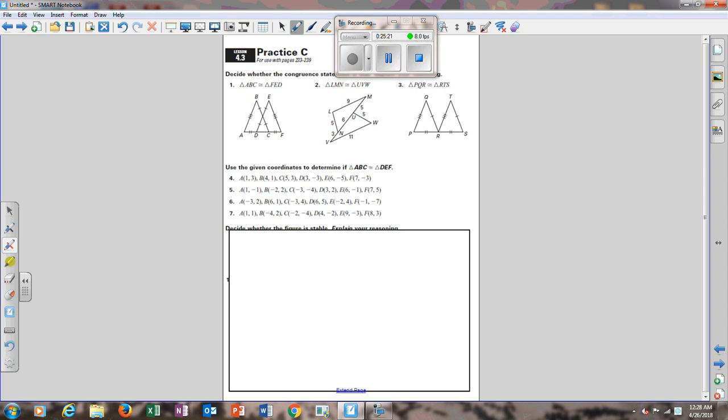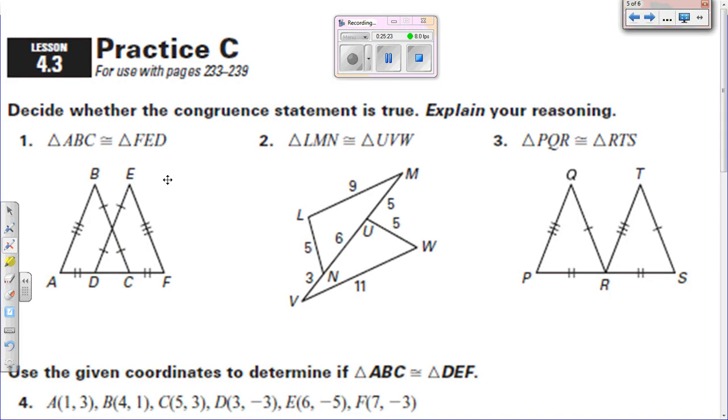See, number 1. ABC is congruent to triangle FED. AB has the 3 markings. FE has 3 markings. Then BC is made up of 2 sections that each have 1 marking. ED made up of 2 sections that each have 1 marking. Then lastly, AC is congruent to FD. This little section's in both of them, so it's congruent to itself. And then you have congruent pieces outside. So yes, side, side, side.